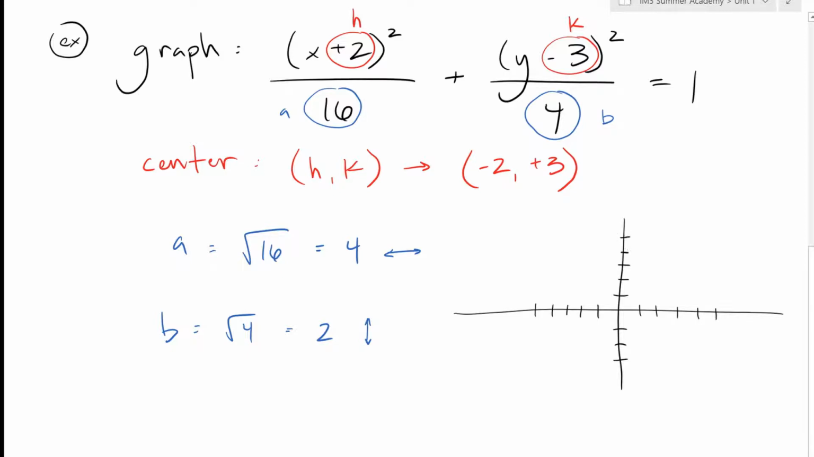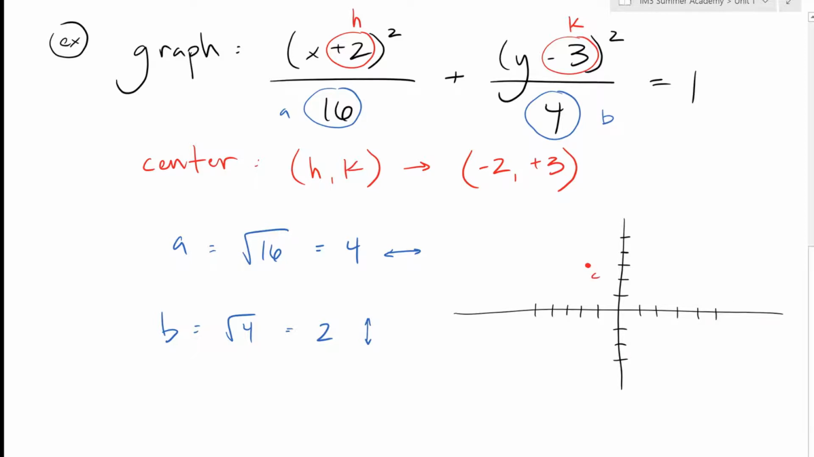So first thing we want to do is graph the center point. So my center is at -2, +3. So 1, 2 back, and 1, 2, 3 up. Puts us right about there. Okay, that's the center of my circle.